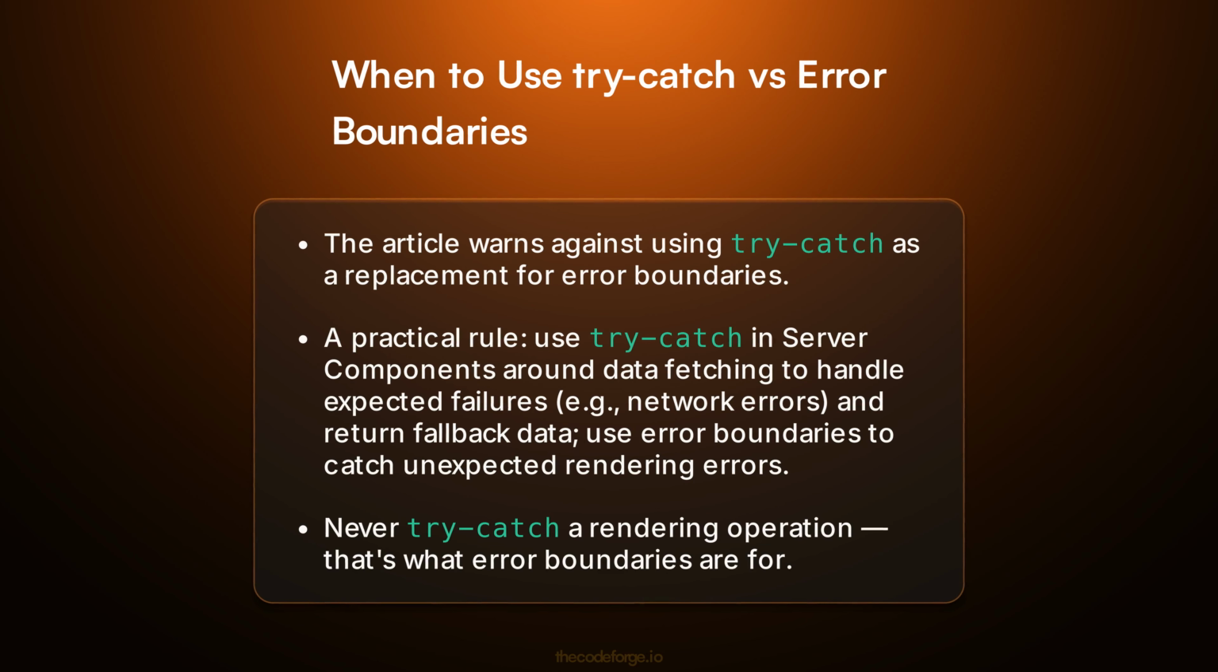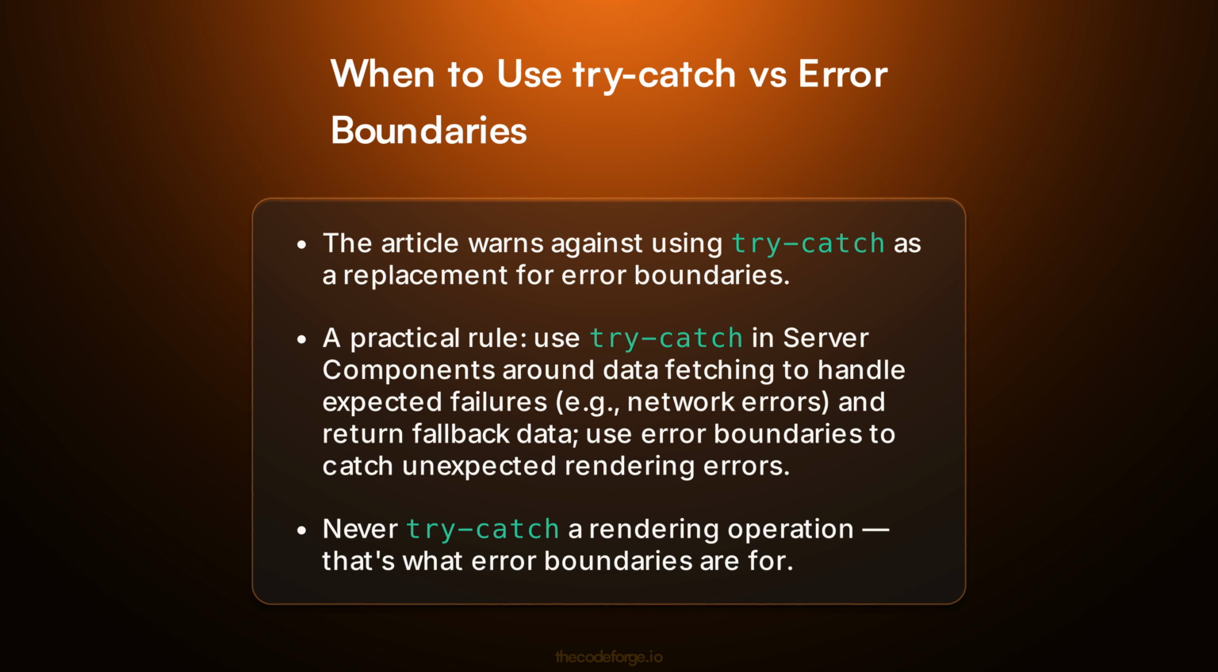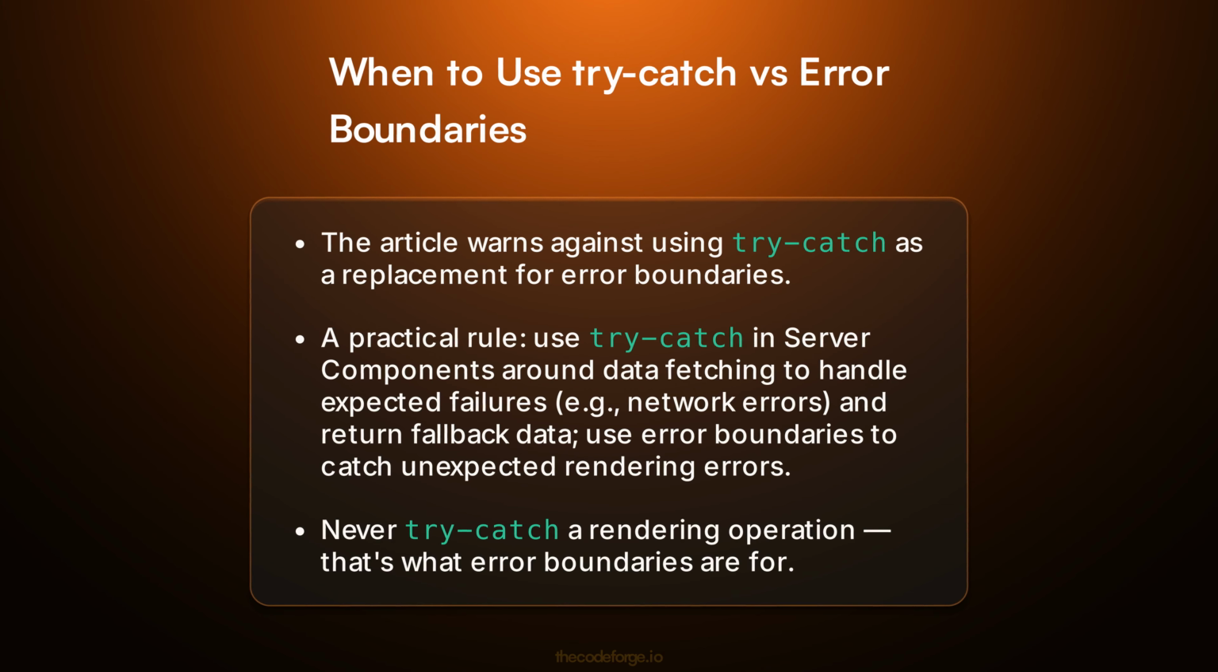The article warns against using try-catch as a replacement for error boundaries. A practical rule: use try-catch in server components around data fetching to handle expected failures, e.g., network errors, and return fallback data. Use error boundaries to catch unexpected rendering errors. Never try-catch a rendering operation, that's what error boundaries are for.